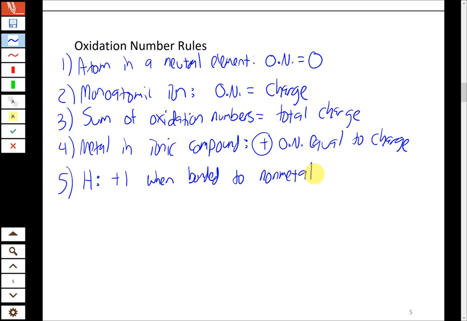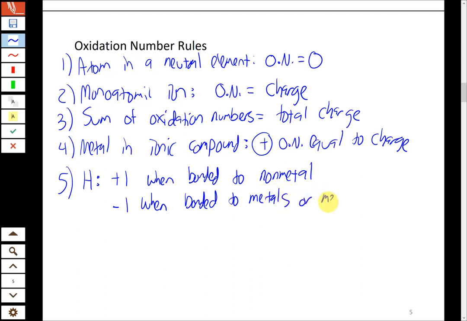So that's when it's bonded to a nonmetal. If it's bonded to oxygen, carbon, nitrogen, whatever, it's going to have a +1 oxidation number. But it can also be -1, though it's not as common to observe. That's when it's bonded to a metal. We haven't talked about hydrogen bonded to metals yet, but it can be involved in ionic compounds. We call those hydrides, where it's a metal plus hydrogen.